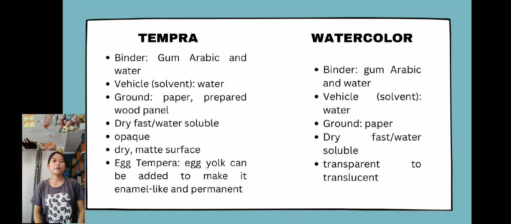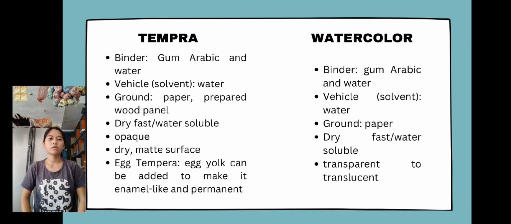The third one is the tempera. Binder: gum arabic and water. Vehicle, solvent: water. Ground: paper, prepared wood panel. Dry: fast, water soluble, opaque, dry, matte surface. Egg tempera: egg yolk can be added to make it enamel-like and permanent.